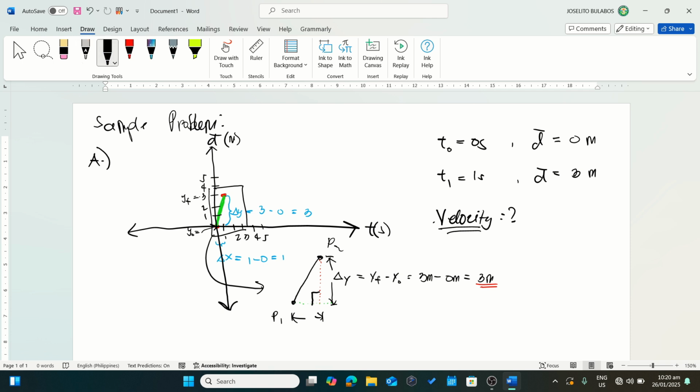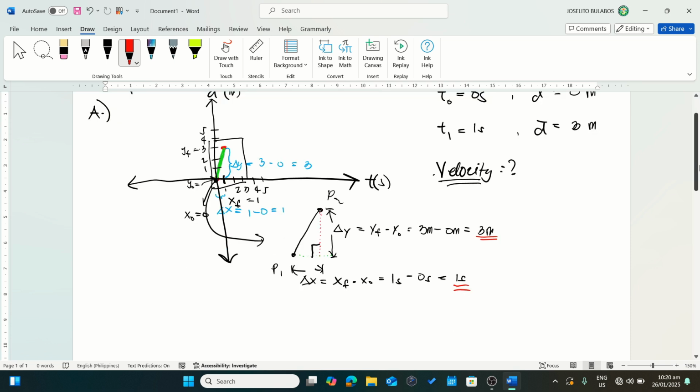On the other hand, the length in x can be calculated using the change in x. So this will be x final minus x initial. Our x final here is 1, so we have 1 second minus our initial point, x initial, which is 0 seconds. So we have 1 second. So this will be our change in x.